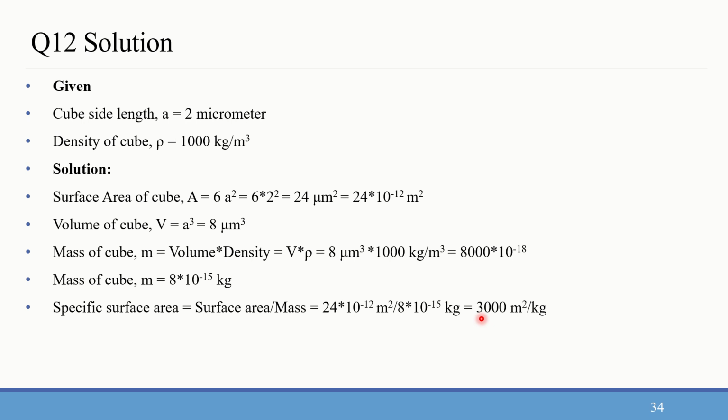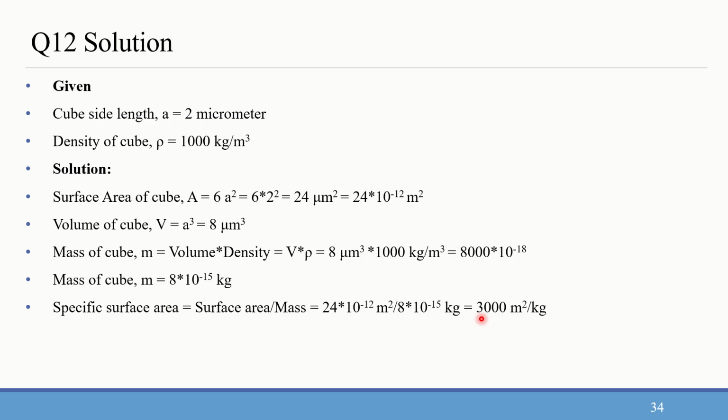So with the reduction in size from 2 micrometer to 1 micrometer, we are able to see that the surface area has increased from 3000 meter square per kg to 6000 meter square per kg. That is the thing which we are able to observe, right? So with increase in size, the surface area will reduce, or in other words, with decrease in size of the particle, the surface area will increase. That is one conclusion. Next is, if we compare question 11 and question 12, the density was varying.